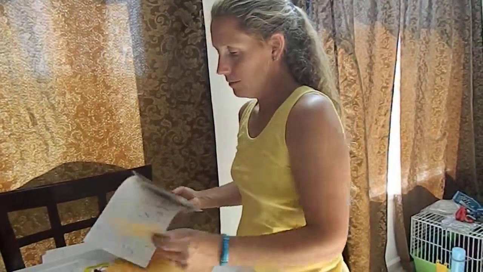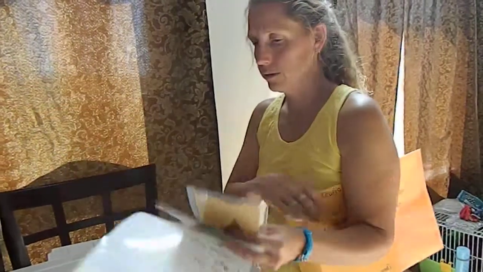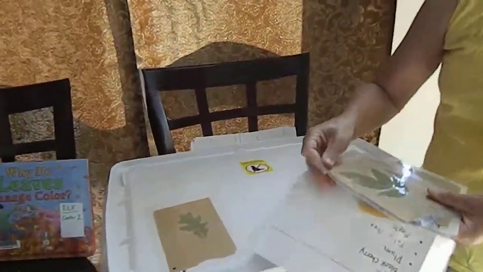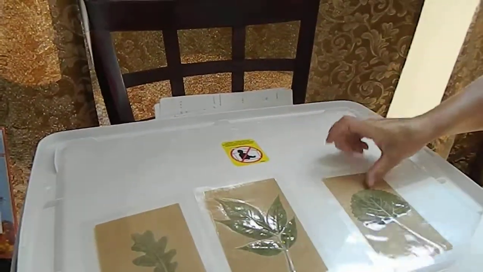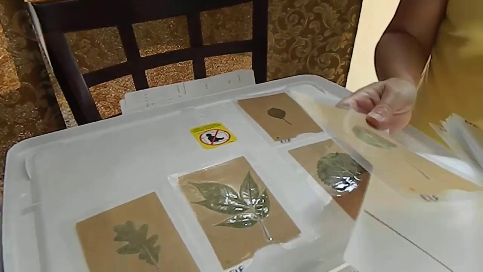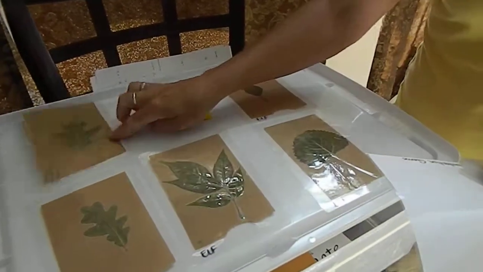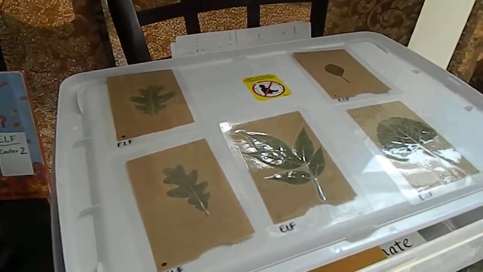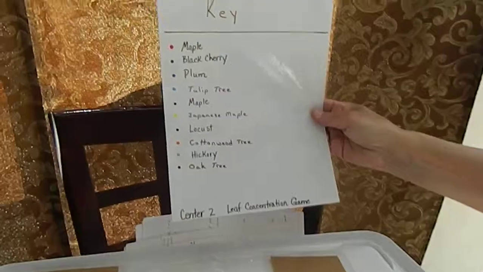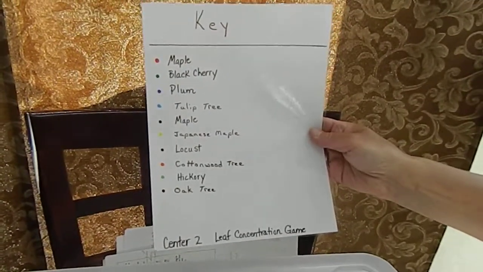And the cards have different leaves on them. And the different leaves are identified. Let me look at the one that matches. Ta-da, those match. They are identified on a key. We always like to provide a key to help you talk about them.